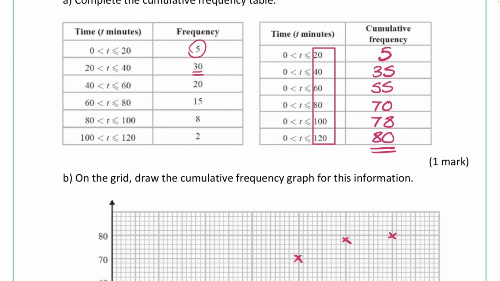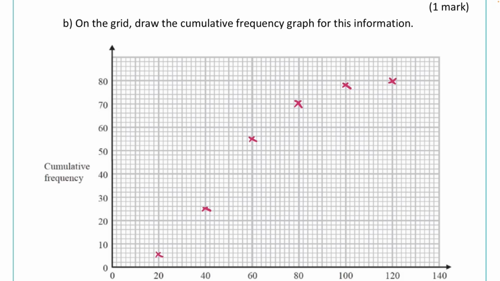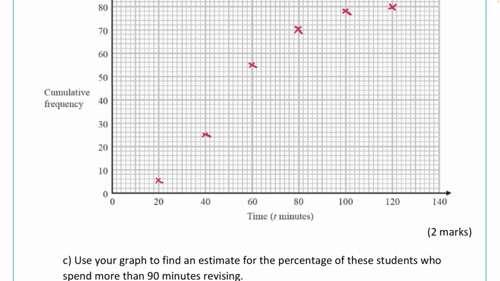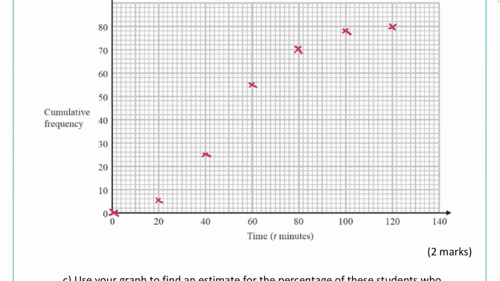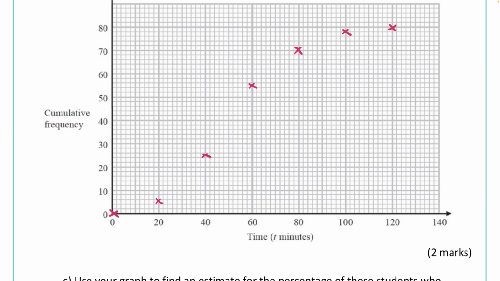Now this one also had a starting point of 0. So this one, we are going to connect it to the 0, and that's going to be the start of our cumulative frequency curve. And from there, we're going to draw a nice smooth curve, which should go through all of these points. Hopefully I can hit them perfectly. There we go. And there is our cumulative frequency curve.